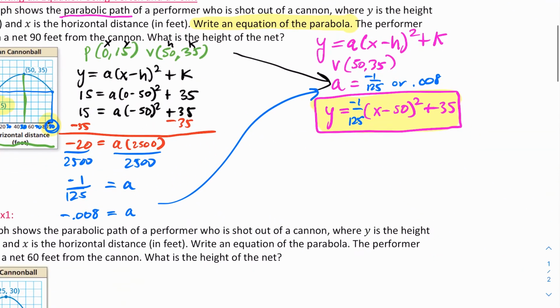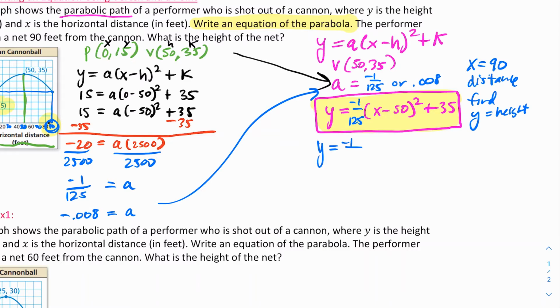So we have our equation here. For equation's sake, the decimal might be a little bit easier to use. Actually, it doesn't really matter. So we're going to be using x is equal to 90. That's the distance, so that we can find what y is, which is the height.